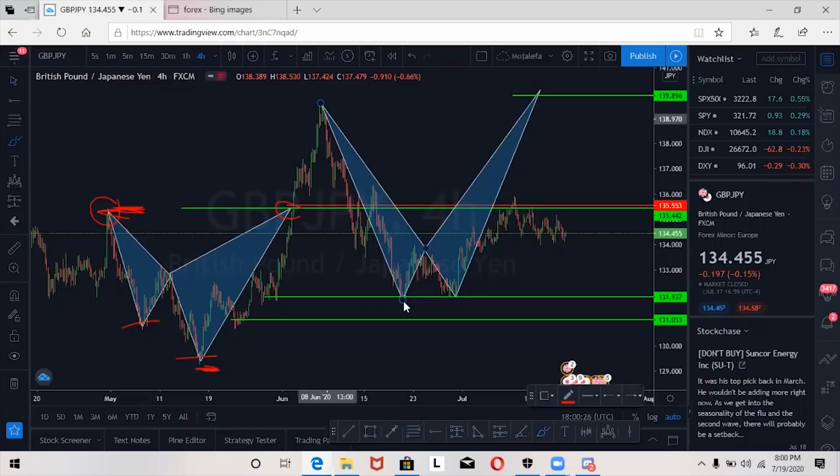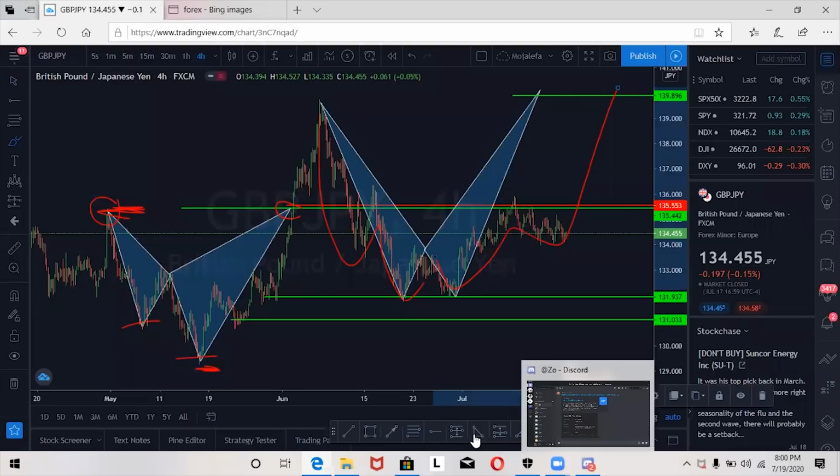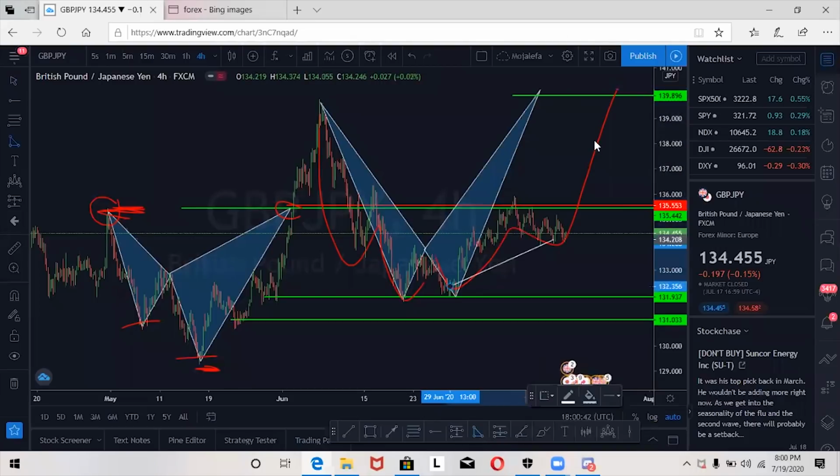You see here, even the butterfly can be something like this. That's why I actually love harmonics. They are interesting and they are nice to learn. Get what I'm saying? They are nice to learn. So extending this butterfly is going to be something like this.